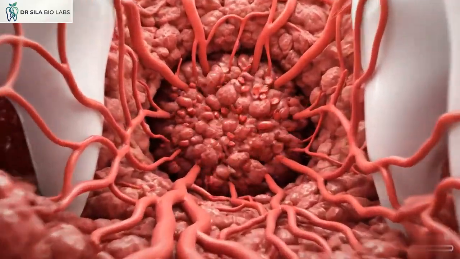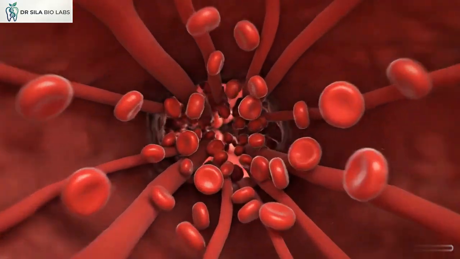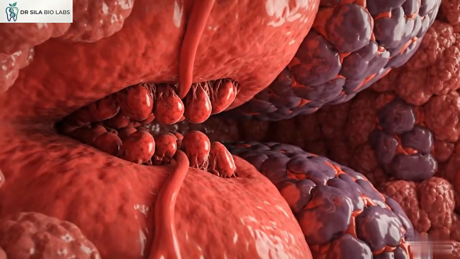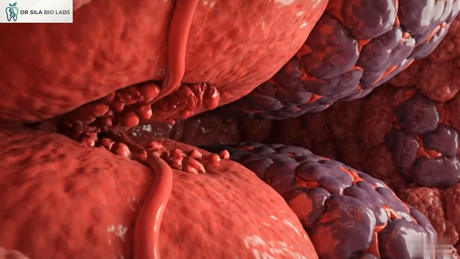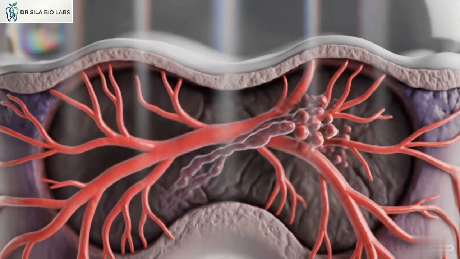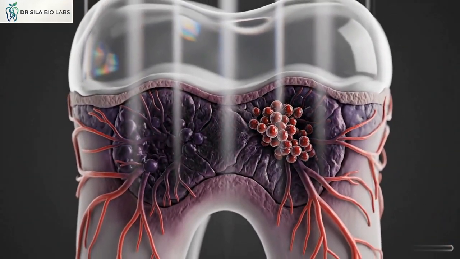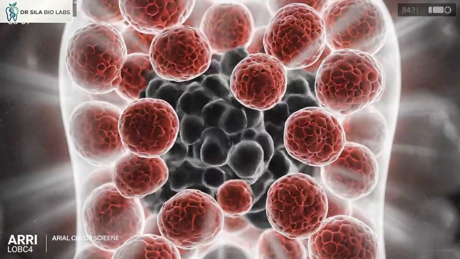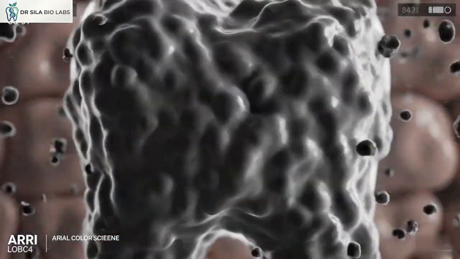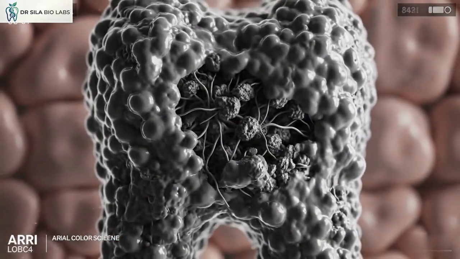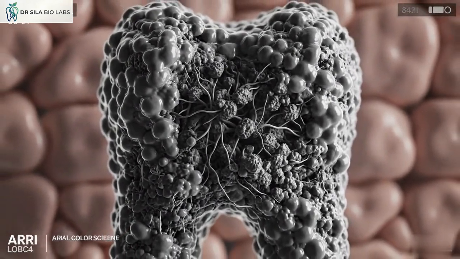If the infection inside the pulp is not treated, the increasing pressure and inflammation can eventually cut off the blood supply to the tissue. Without oxygen and nutrients, the pulp begins to die. This process is known as pulp necrosis.